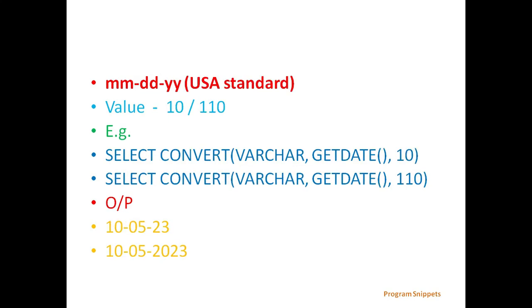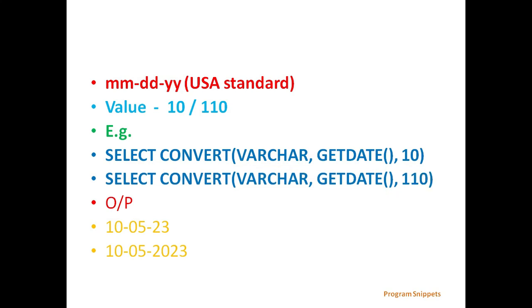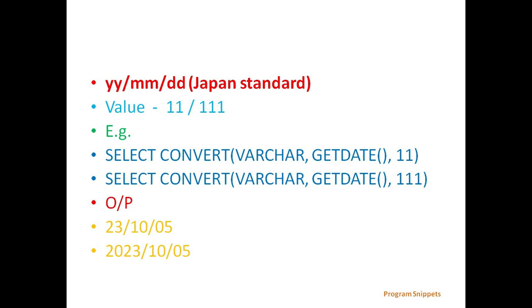Next is USA standard. For this, use the value 10 or 110. For example, select convert varchar getDate, 10 or select convert varchar getDate, 110 will give the output 10-05-23 or 10-05-2023. Next is Japan standard, that is YY/mm/dd. To get this format, use the value 11 or 111.